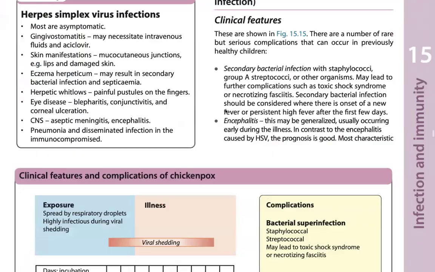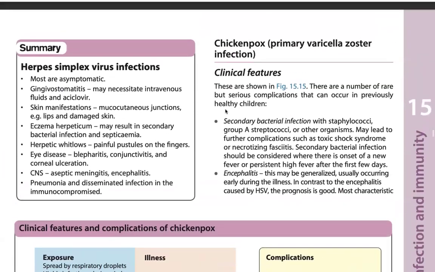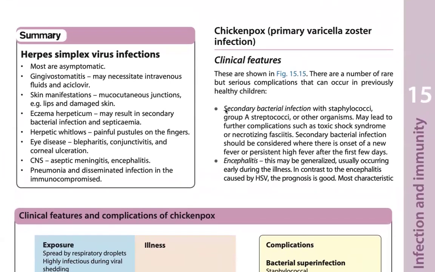Now, the next one is chickenpox, primary varicella zoster virus infection. Clinical features are shown in the figure. There are a number of rare but serious complications that occur in previously healthy children. Secondary bacterial infections with staphylococci, streptococci, or other organisms may lead to further complications such as toxic shock syndrome or necrotizing fasciitis. Secondary bacterial infection should be considered where there is onset of a new fever or a persistent high fever after the first few days.